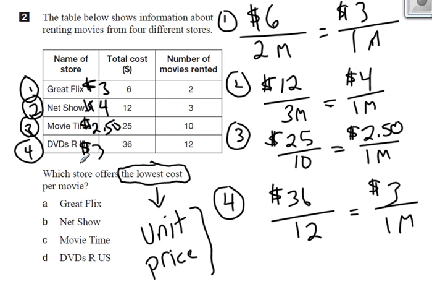So, which one is cheapest? Well, obviously, $3, $4, $2.50, and $3. The answer is that Movie Time is the least expensive store per movie. So no matter how many movies you get there, that's the best place to purchase movies. Okay, so unit price is an important concept. And actually, I believe we're going to do the same idea in the next question.